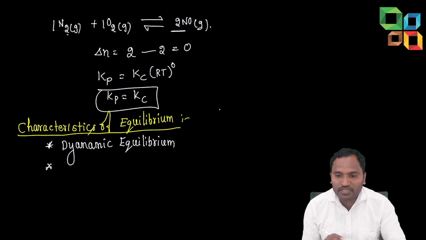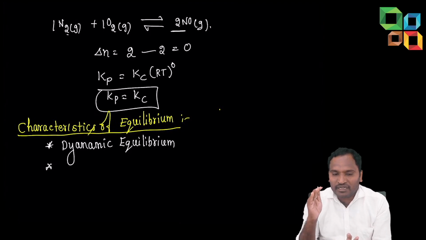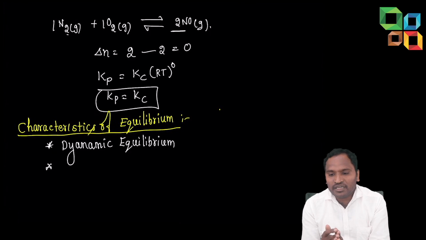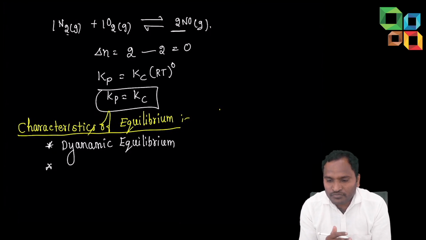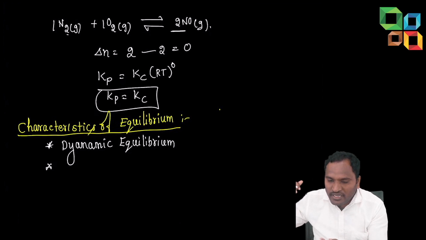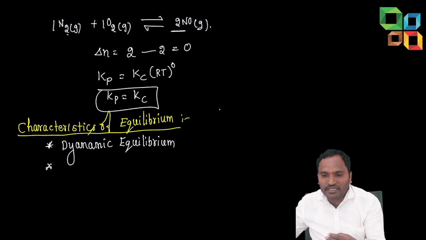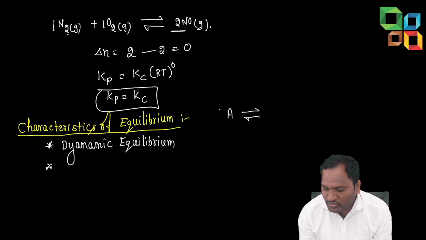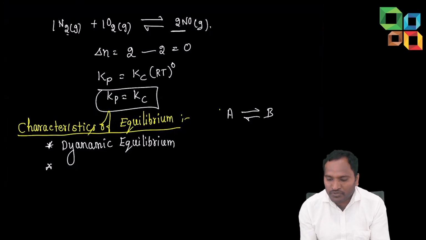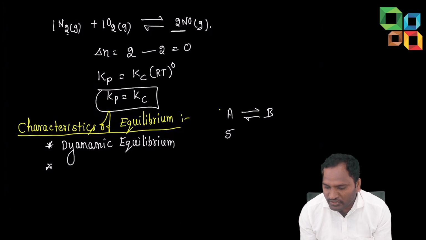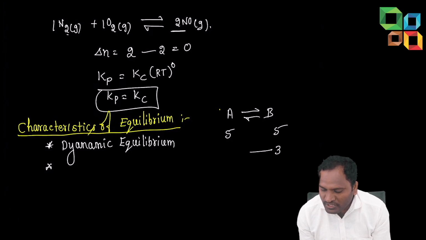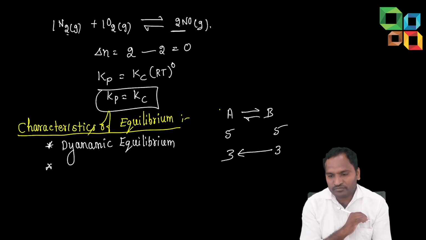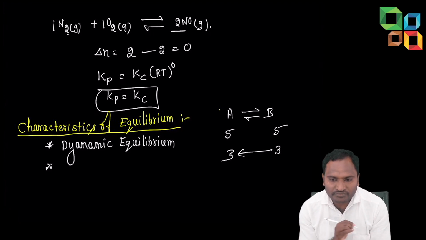Next one, equilibrium can be attained from either of the directions. Means it can attain equilibrium through the reactant direction, or it can attain equilibrium through the product direction. I'll explain here. A is converting into B. So here 5 moles of A is converting into B. Here only 3 moles of B is giving back, 3 moles of B is converting into A.